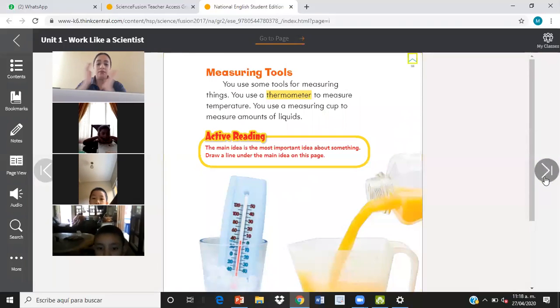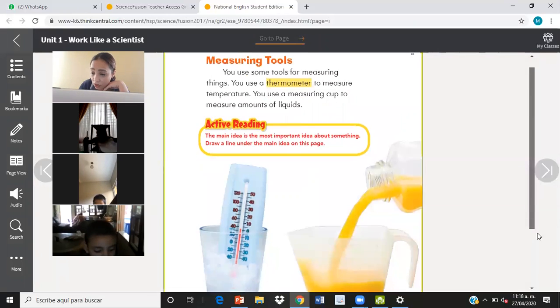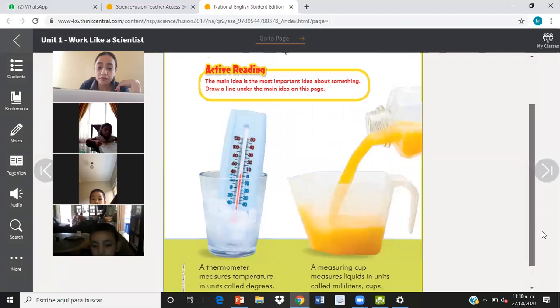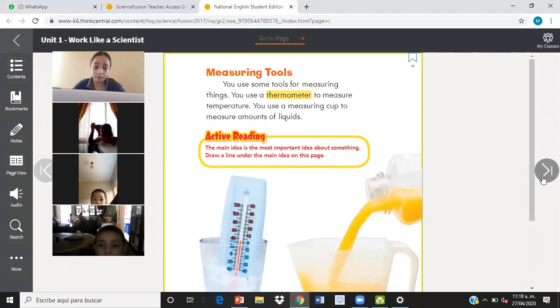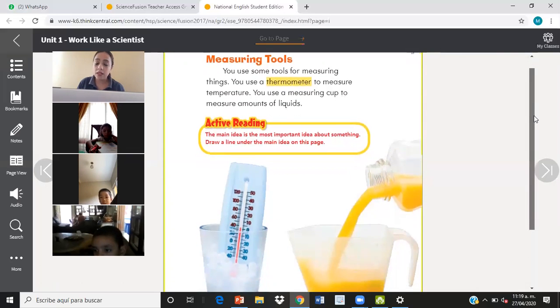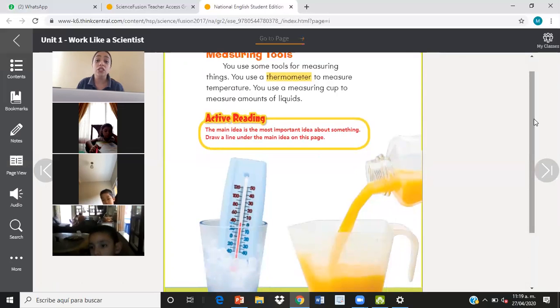Turn your page. This is page number 15. Turn your page, please, to page number 15. Measuring tools. You use some tools for measuring things. You use a thermometer to measure temperature. That was the first question on the first page. Do you remember? This is the way that you write temperature. So a thermometer is another example of a science tool that helps you measure temperature.